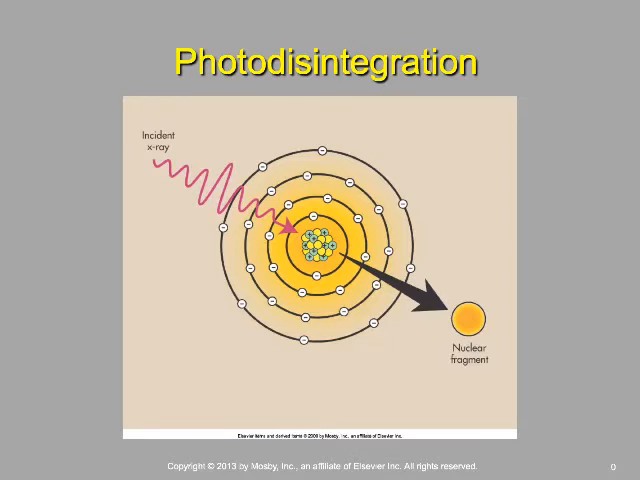Photodisintegration, again, incident X-ray of 10 MeV or higher results in the ejection of a nuclear fragment. This only happens in therapeutic ranges of energies.